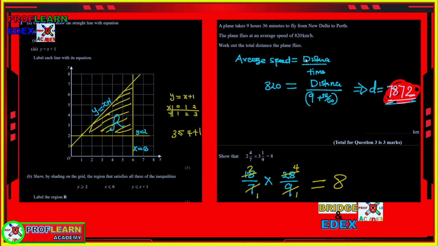Remember, average speed is equal to distance over time taken. So if the total distance is what we are finding, we are going to find the time in hours, and our time in hours will be 9 plus 36 over 60, because this was time in minutes here. So it will be 9 plus 36 over 60 times 820 here. We multiply both sides, and that's going to translate to 72 kilometers.